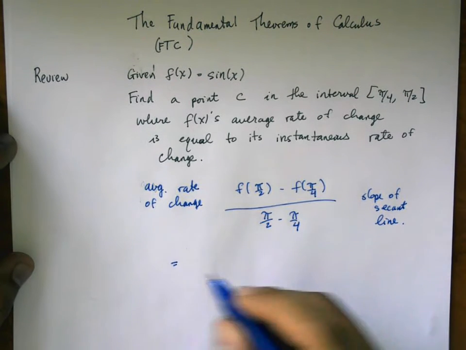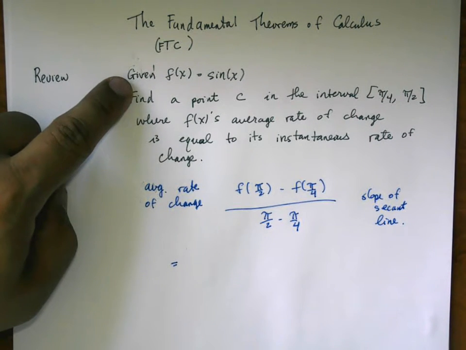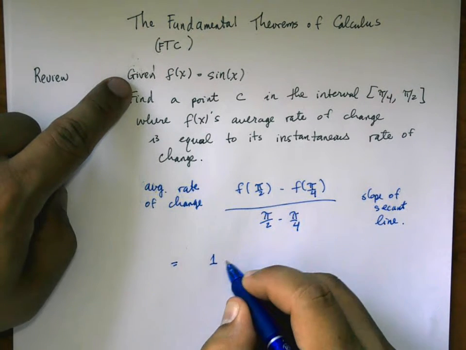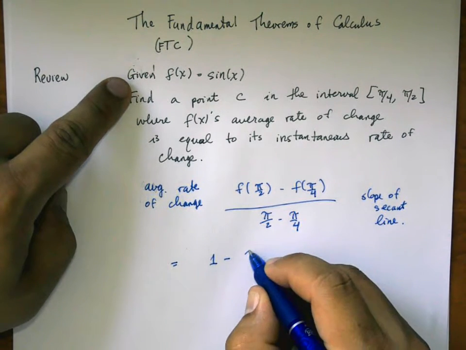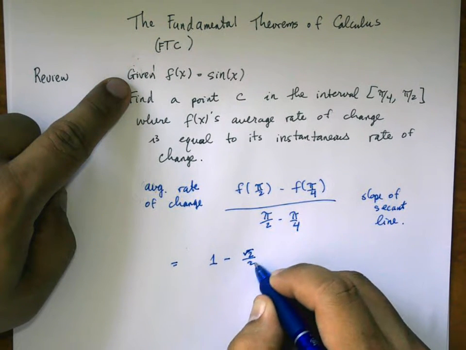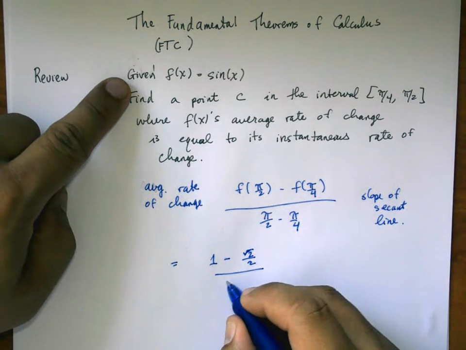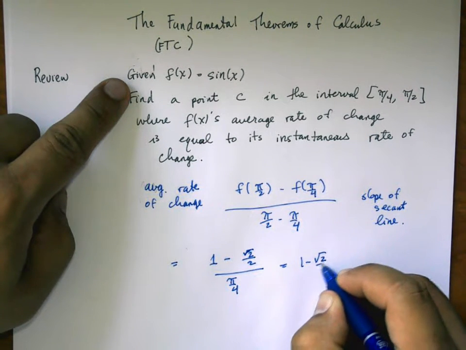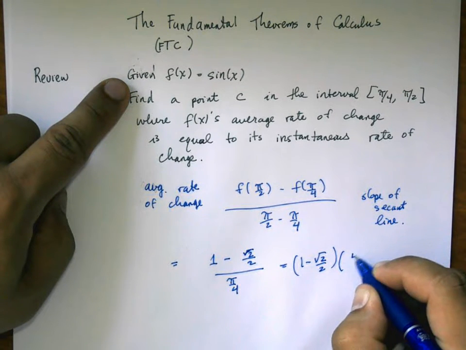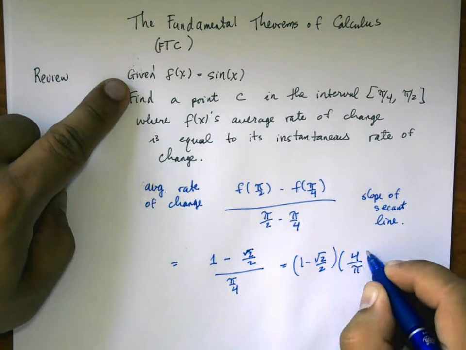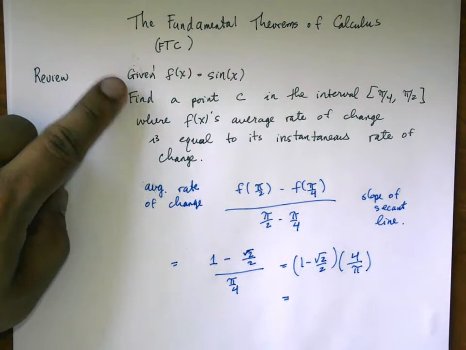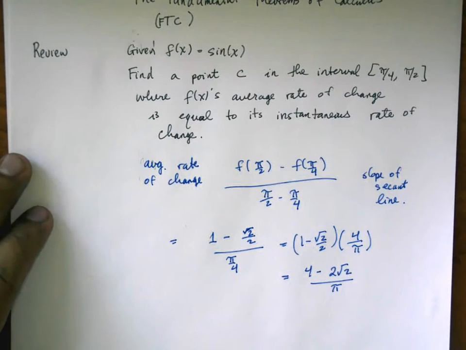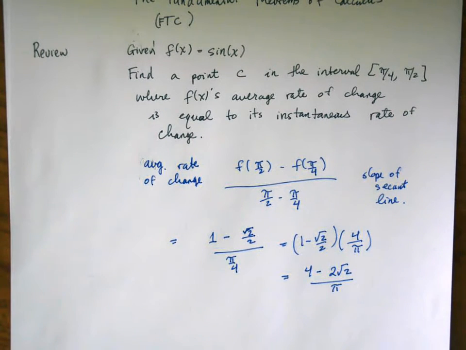Okay. Now let's calculate that. So f here is sine, so sine of pi over 2 is 1 minus sine of pi over 4 is root 2 over 2. Pi over 2 minus pi over 4 is, of course, just pi over 4. So this is 1 minus root 2 over 2 times the reciprocal of pi over 4, or 4 over pi. So this will be equal to, okay, so that's 4 minus 2 root 2 over pi. So that's the average rate of change.